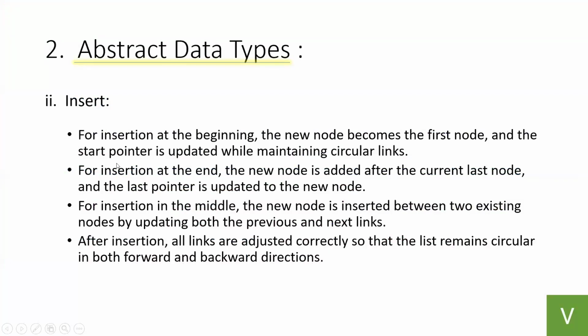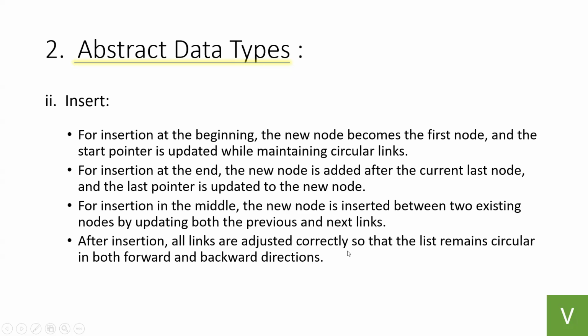So that is only written here. For insertion at the beginning, the new node becomes the first node and the start pointer is updated while maintaining the circular links. Similarly, for insertion at the end, the new node is added after the current last node, and the last pointer variable is updated to the new node. For insertion in the middle, the new node is inserted between two existing nodes by updating both the previous and next links.